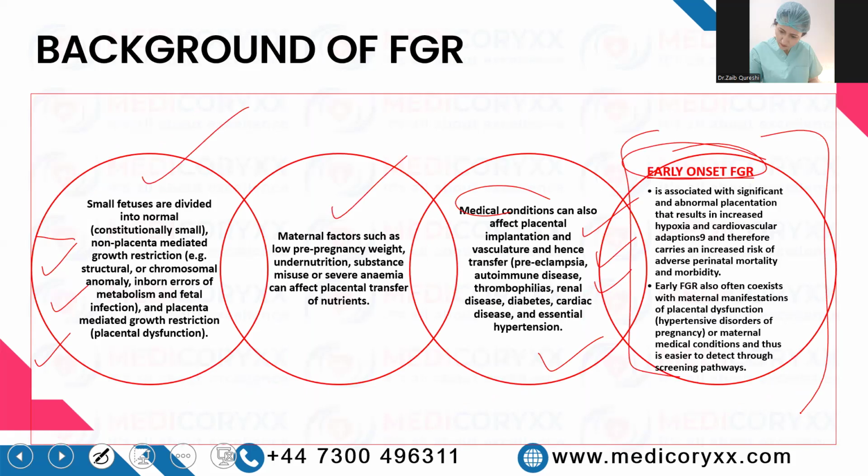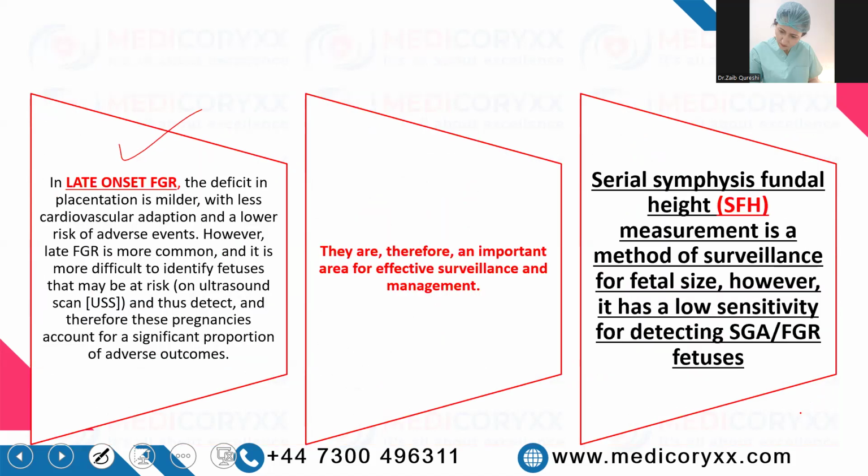Why? Because it coexists with the maternal manifestation of the placental dysfunction, which I have just told you, 3 manifestations. Hypertensive disorders of pregnancy, including preeclampsia, toxemia, and HELLP syndrome. Maternal medical conditions such as diabetes, thyroid, or autoimmune disorders, or any other thing, will also cause some problem in the placenta. So early onset FGR will have less adaptation by the fetal heart.